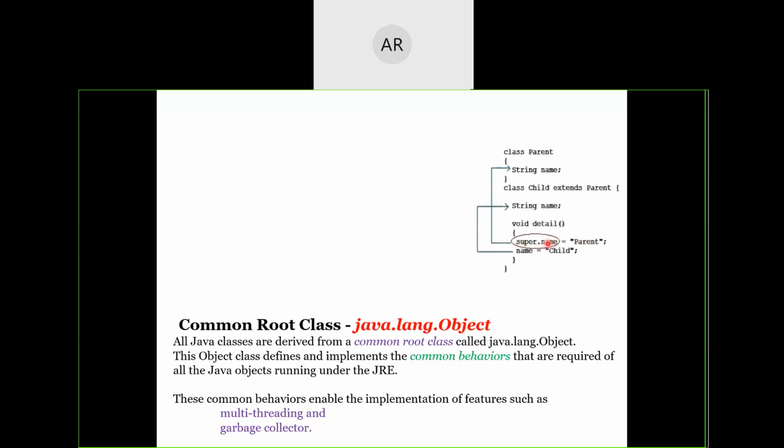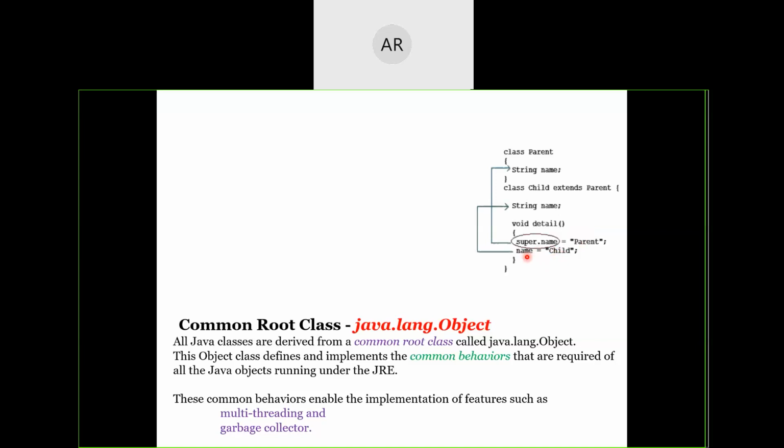That means which name will be given priority here? Can anyone mention in the chat box? If I don't mention the super keyword, what will happen normally? The compiler will check, is there any name locally present in this child class or not? If it is present, it will try to assign the value to this local variable. So the local variable name will be given a value as parent. But again, we are changing the local variable value as child.